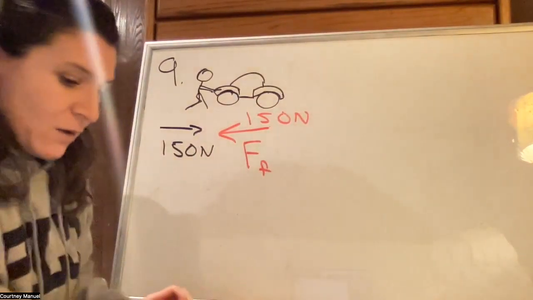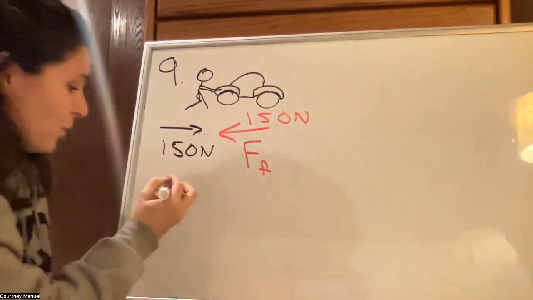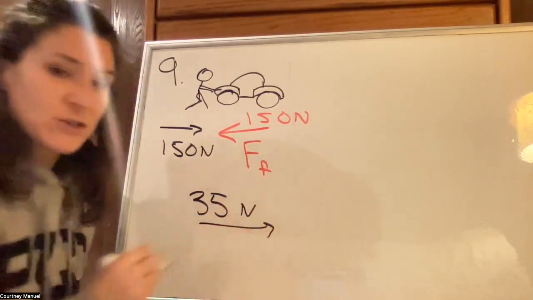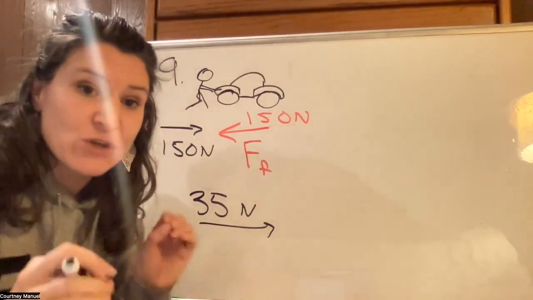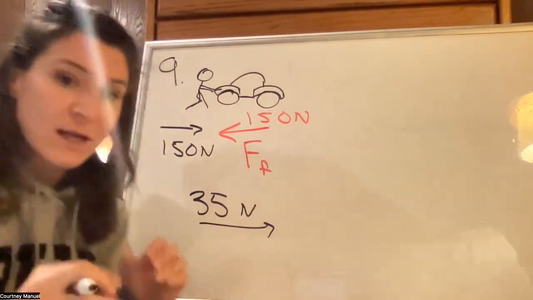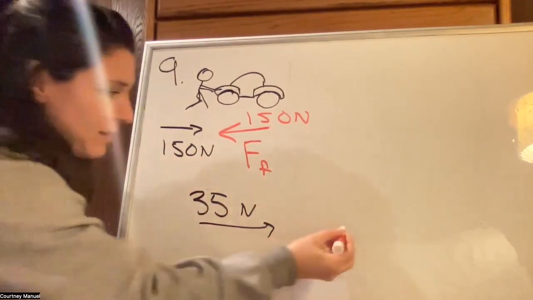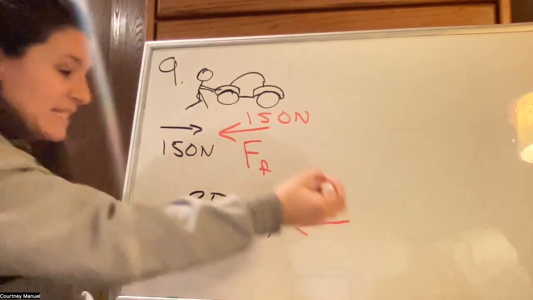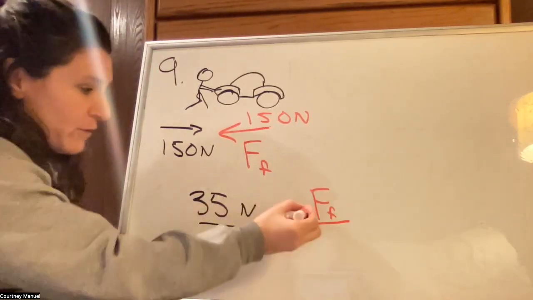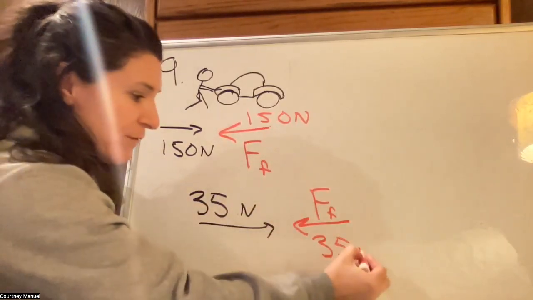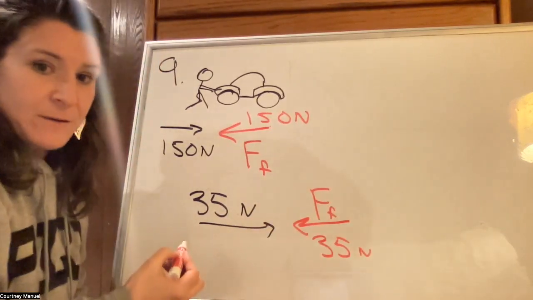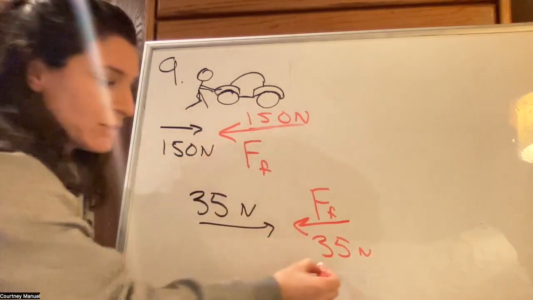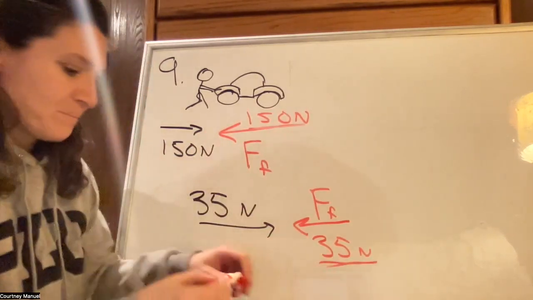Okay. Now, once it got moving, now we're moving at a constant velocity. It's 35 newtons heading in this direction. Now it's not accelerating, so there's no net force. Constant velocity, which means that the friction force, now at this point its kinetic friction force, is equal and opposite. If we're 35 this way, it's going to be 35 newtons in the opposite direction. So our static friction force is 150 and our kinetic friction force is 35.